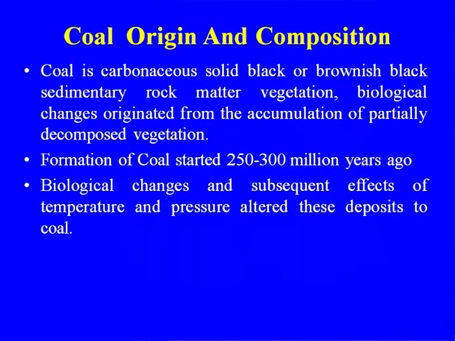Let us discuss now, in very brief, the coal origin and the composition. Coal is a carbonaceous, solid, black or brownish-black sedimentary rock originated from the accumulation of partially decomposed vegetation. Formation of the coal started 250 to 300 million years ago, and that took a long time. The coal which you are seeing now in this form took around 250 to 300 million years. Biological changes and subsequent effects of temperature and pressure altered these deposits to coal.